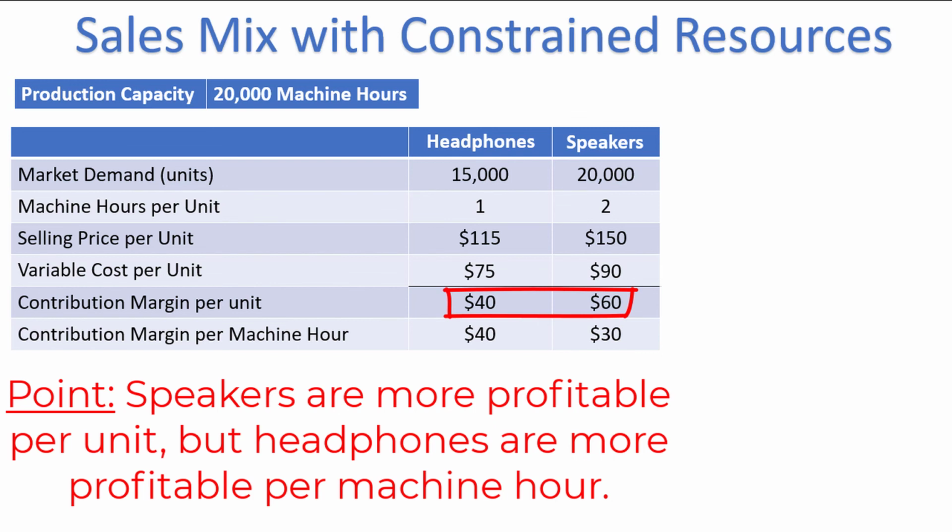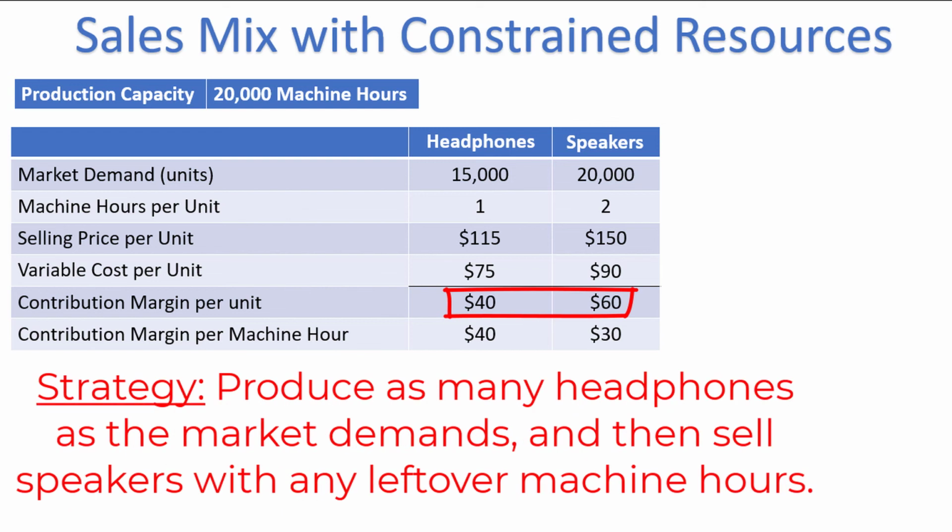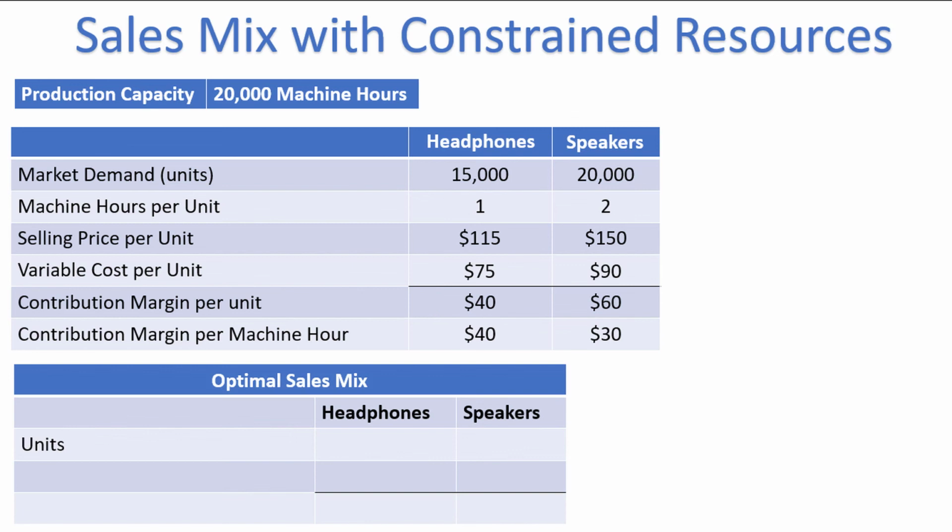This means the company should prioritize making as many pairs of headphones as possible until they either run out of machine hours or meet the market demand. Only once they have sold all the headphones that the market will buy should they begin selling speakers. So now we revisit our task of determining the optimal sales mix. Looking to the market demand, we see that customers are willing to buy 15,000 pairs of headphones. Do we have enough machine hours to produce the 15,000 headphones?